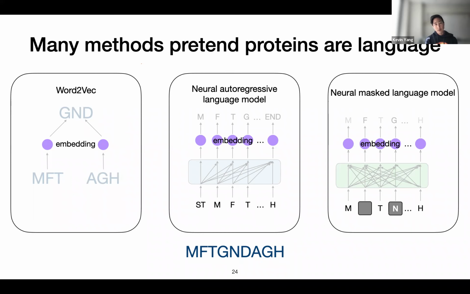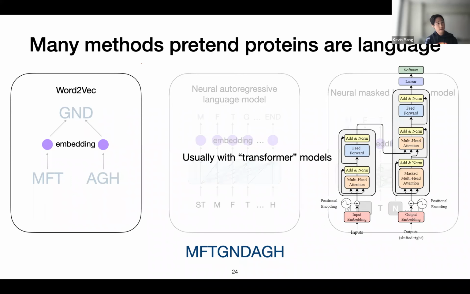And most of the time, people do this with what are called transformer models, which were first used in natural language processing, introduced originally as a sequence-to-sequence model for machine translation. And then people just took that encoder, that bidirectional encoder, and did BERT style training on it. And now people just take the decoder and do autoregressive training.